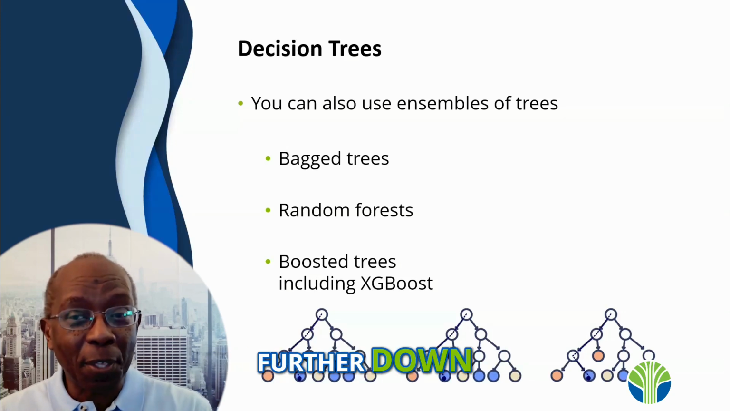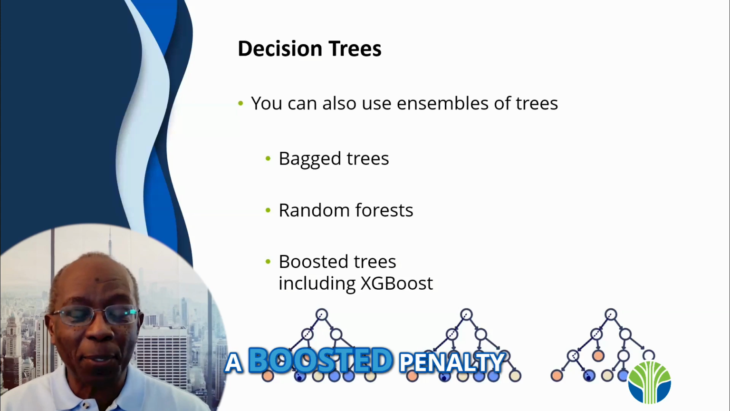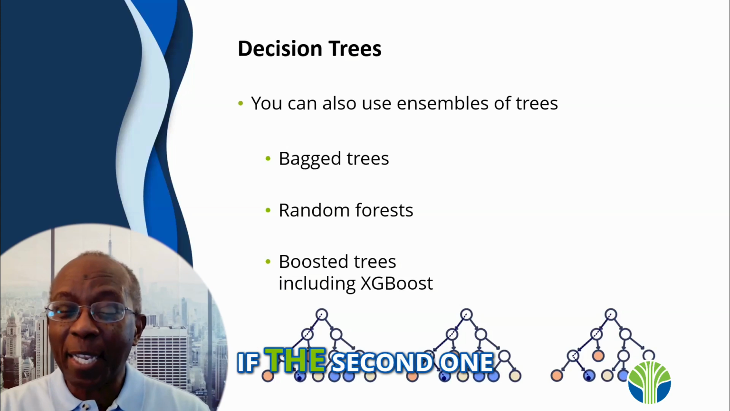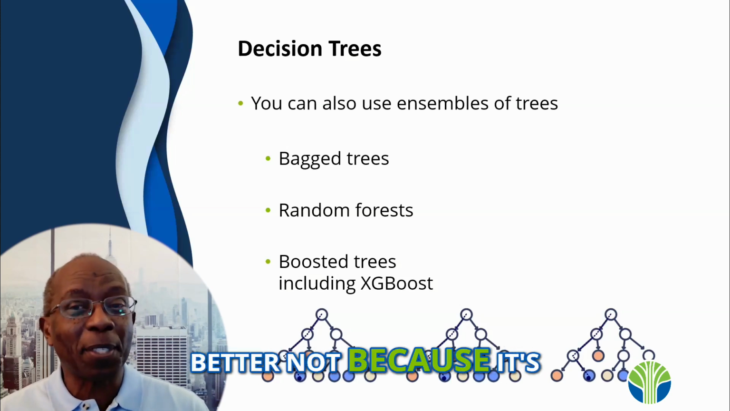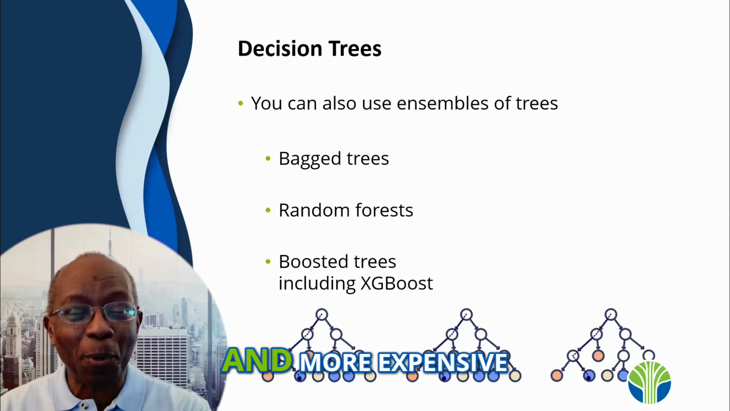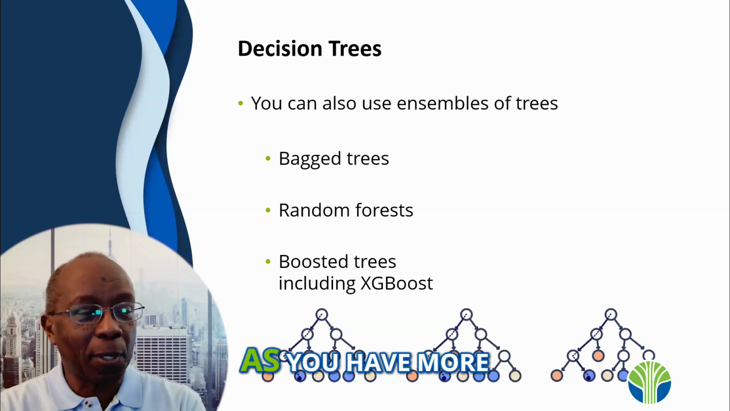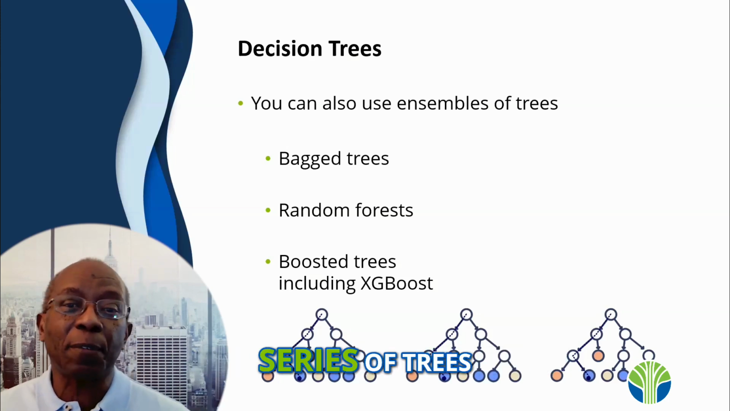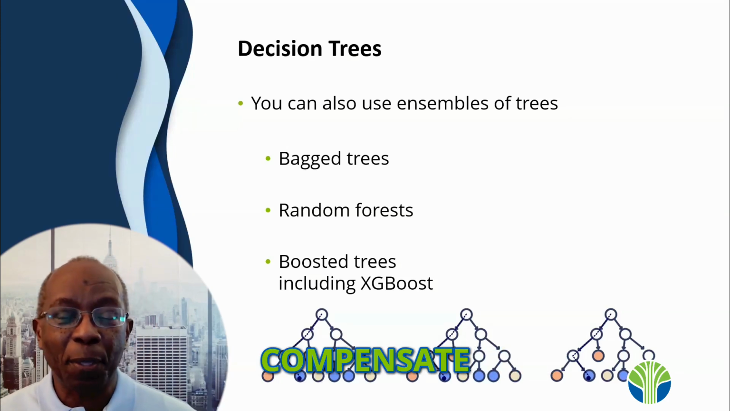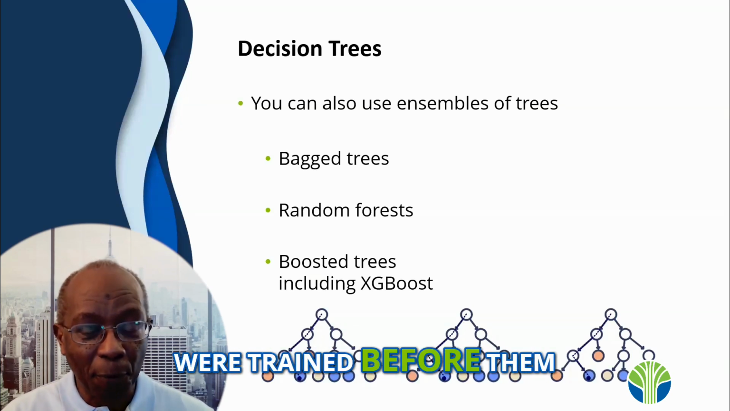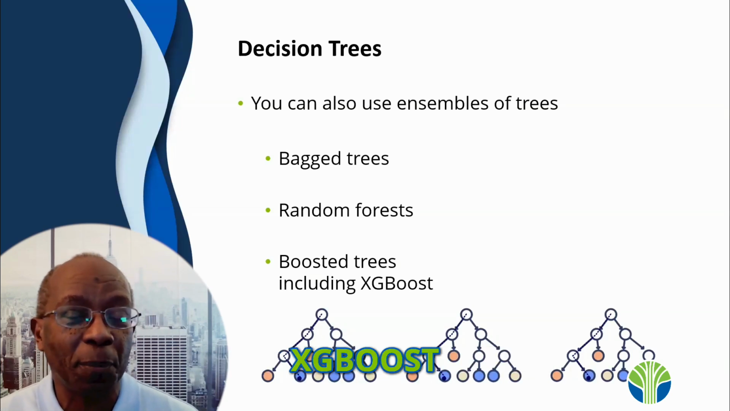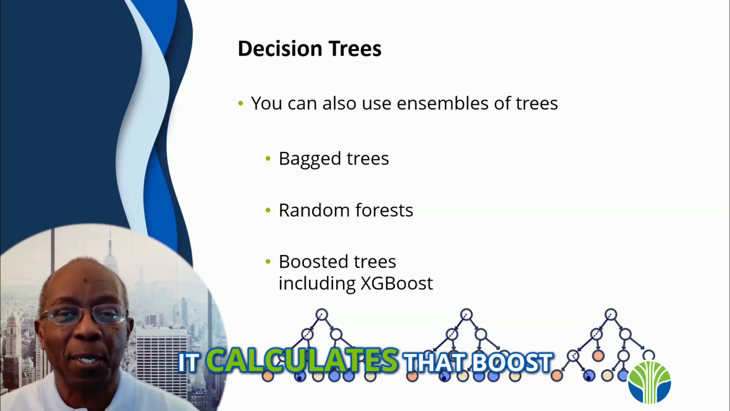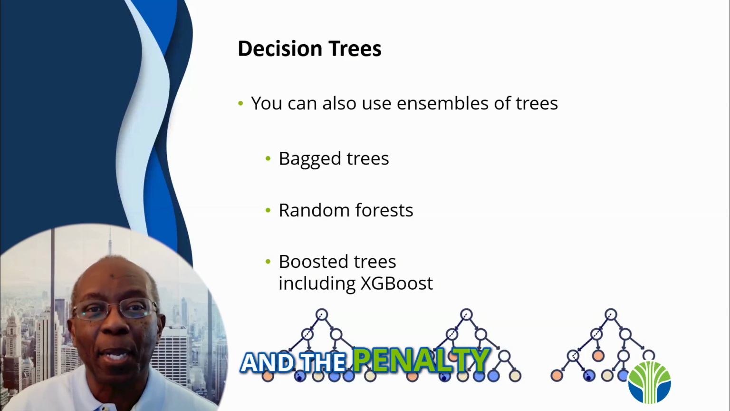And as you go further down, the third tree is going to get a boosted penalty. That's where the boosted comes in. So first one gets it wrong, second one will get a penalty. If the second one gets it wrong again, the third one had better not, because it's going to get a boosted penalty. So it gets more and more expensive as you go further down, as you have more and more trees being trained. It becomes really expensive to make that mistake. So you get a series of trees that are designed to compensate for the mistakes of the trees that were trained before them. A very famous version of that, XGBoost, the XG is talking about the way that it calculates that boost in the penalty.